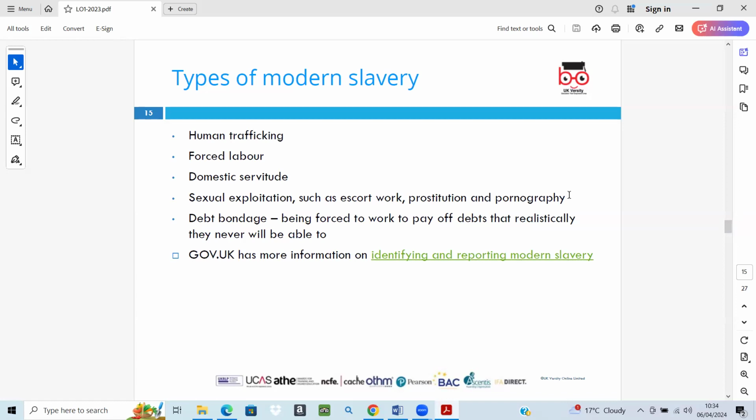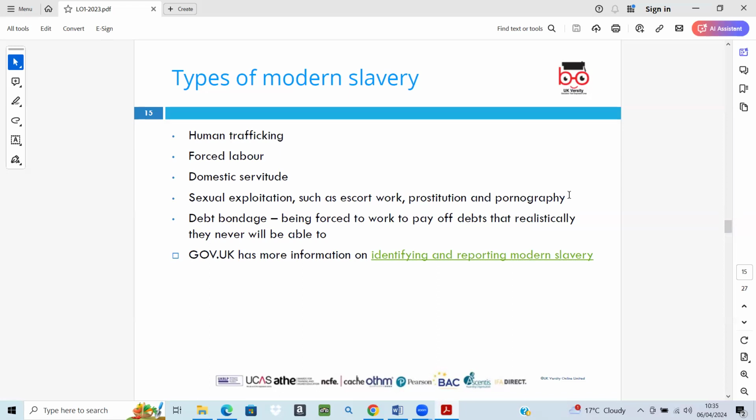So what is human trafficking? It is the act of recruiting, transporting, transferring, or receiving a person through force, and it is for the purpose of exploitation. So that is human trafficking.